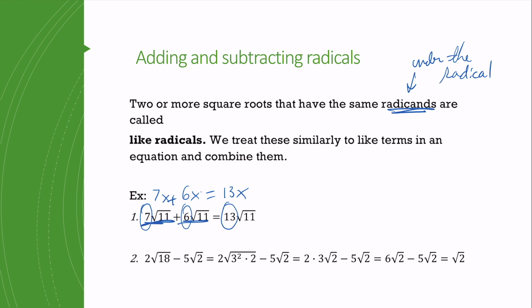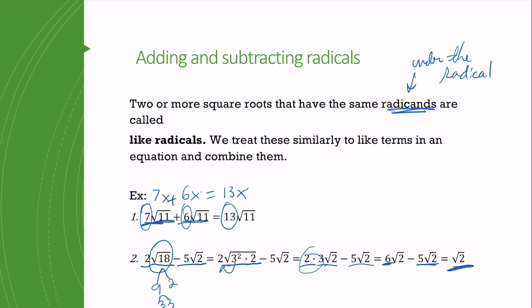But we have to remember that one extra step, which we covered in Part 3 about simplifying radicals. For instance, if I had 2 root 18 minus 5 root 2, the first thing I need to do is simplify the square root of 18. 18 factors into 9 times 2, which is 3 times 3, so I could rewrite this as 3 squared times 2. Square roots undo squares, so that 3 gets to come on the outside. So I'd have 2 times 3 root 2 minus 5 root 2. 2 times 3 gives us 6, so I have 6 root 2 minus 5 root 2, and I'm just left with root 2.